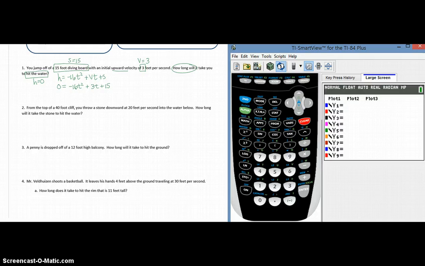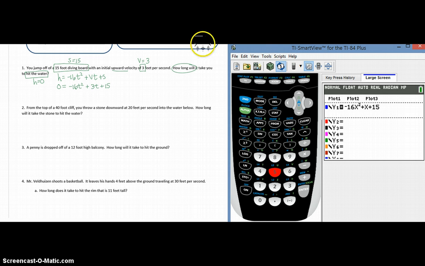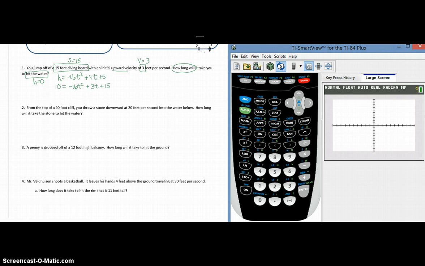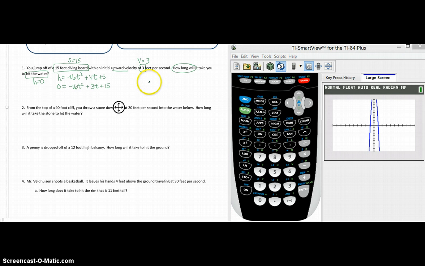In your graphing calculator, go to y equals, clear out anything you have in there, and type this equation in: negative 16t squared plus 3t plus 15. Be sure to use the negative 16. We're going to use x, just because that's what our calculator does, squared plus 3x plus 15. And then I'm going to graph this. What you are looking for are the x-intercepts.